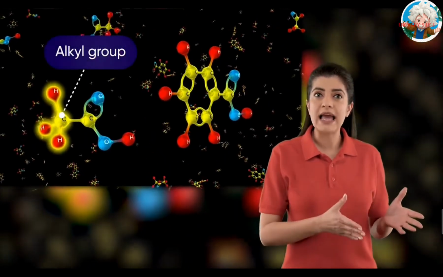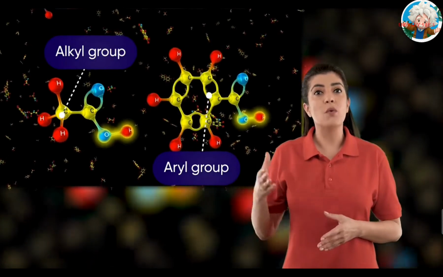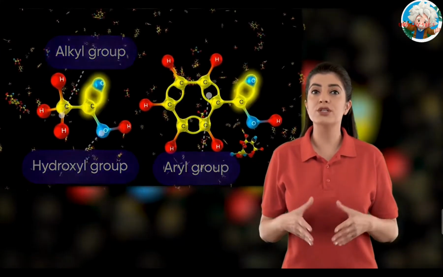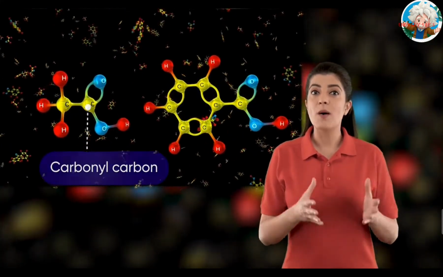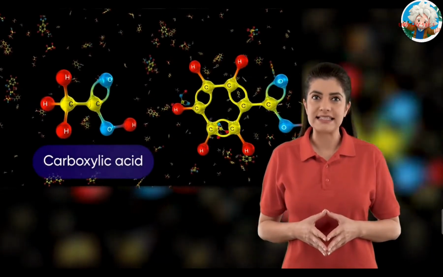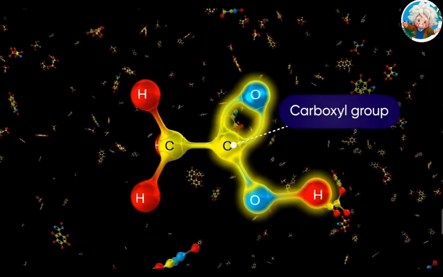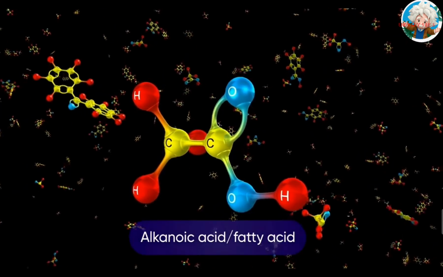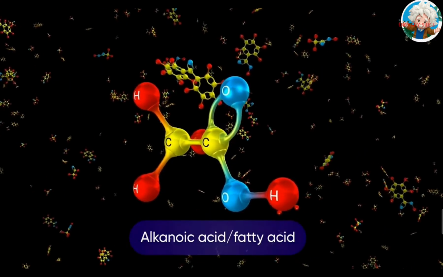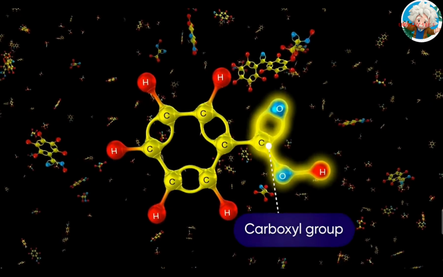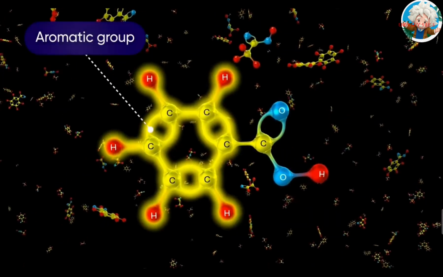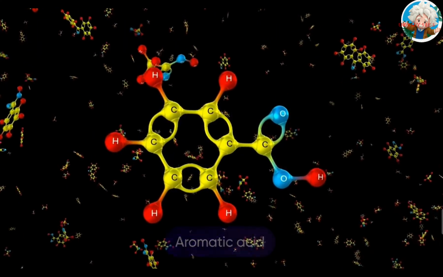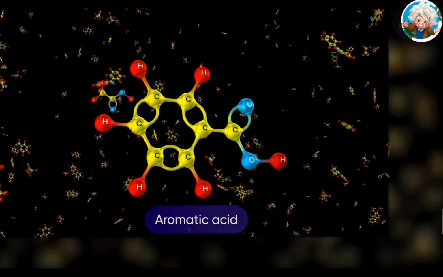If one alkyl or aryl group and one hydroxyl group is attached to the carbonyl carbon, the compound is a carboxylic acid. If a carboxyl group is attached to an alkyl group, the compound is called an alkanoic acid or fatty acid. But if the carboxyl group is attached to an aromatic nucleus, the compound is called an aromatic acid.